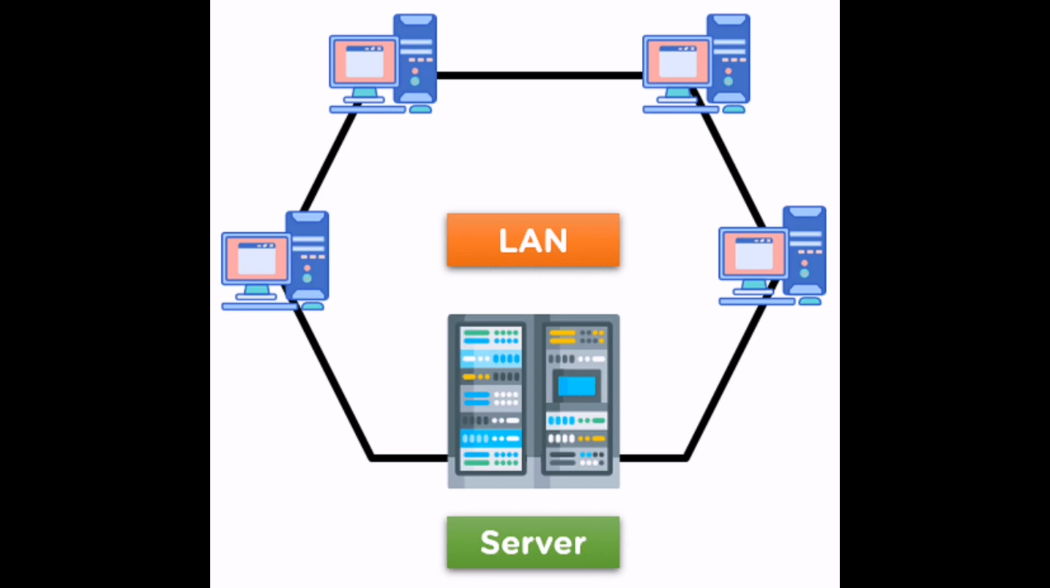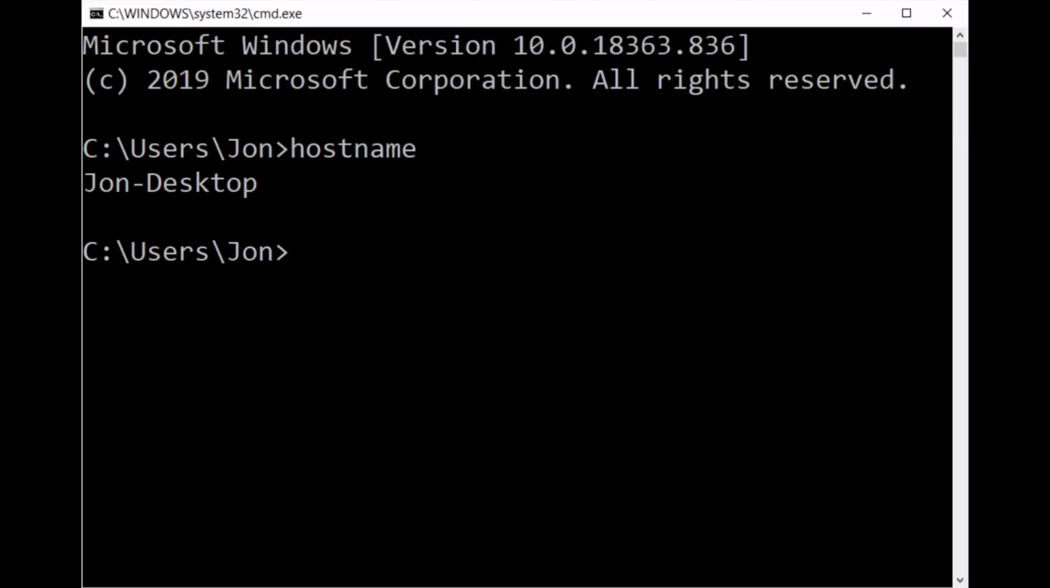Now, moving towards another term, that is host name. So for identifying devices on a local area network, we have to use the host name. You can see in the command prompt, we can type the command hostname and it will give you the name of the device.